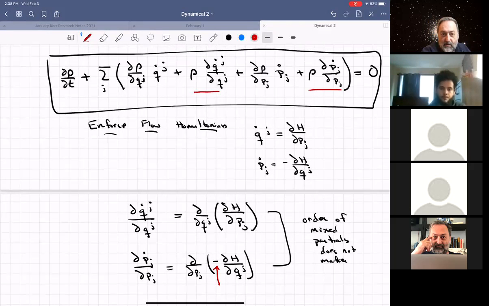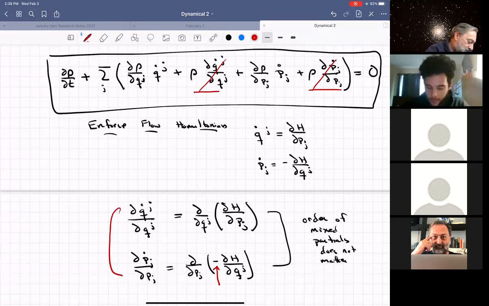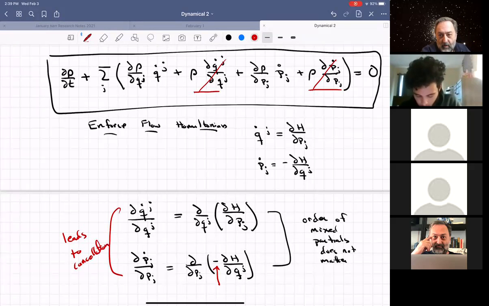Because dq dot j dqj is the mixed derivative of the Hamiltonian, and dp dot j dpj is minus the mixed derivative of the Hamiltonian. And so those two terms add up to 0. Okay, everybody good?